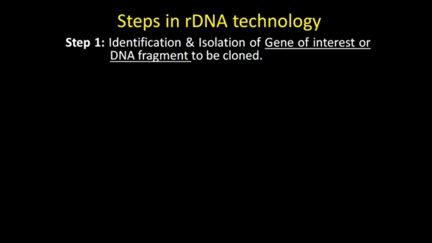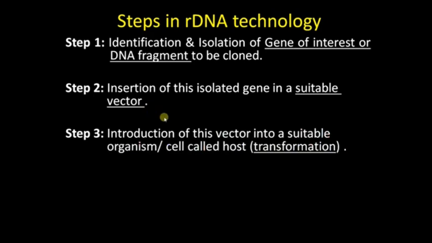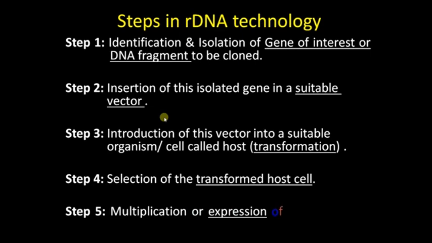First of all, let us have a look into the synopsis of the steps in recombinant DNA technology. Step 1. It is the identification and isolation of gene of interest or DNA fragment to be cloned. Second, we have to introduce this isolated gene into a suitable vector. Then we need to introduce this vector into a suitable host. The process is called transformation. We need to select the transformed host cell, and finally our intention, multiplication or expression of the introduced gene inside the host. So let us move into the first step, that is identification and isolation of gene of interest.